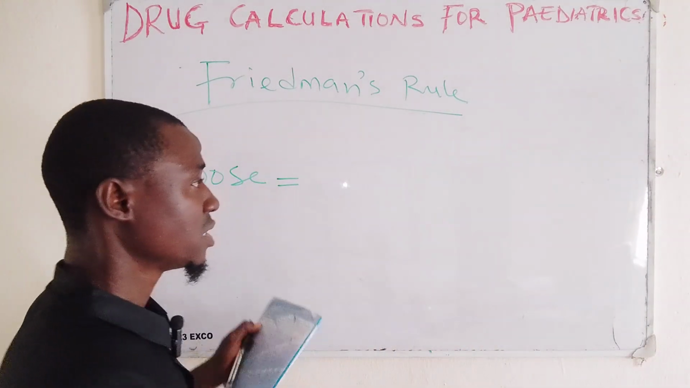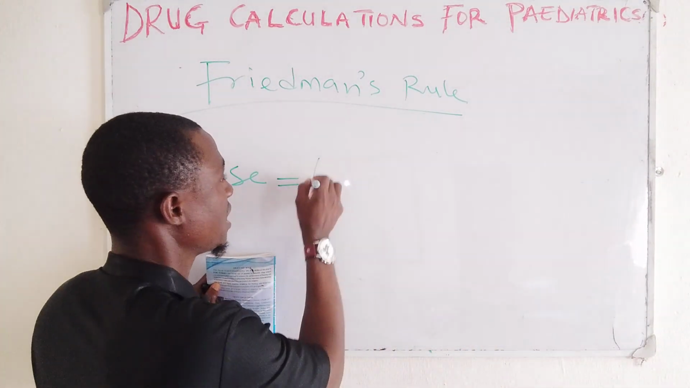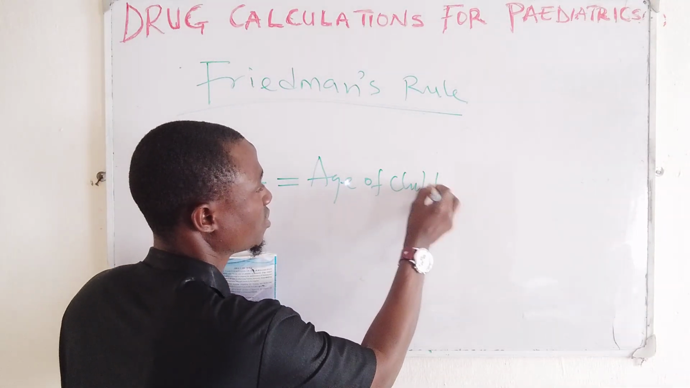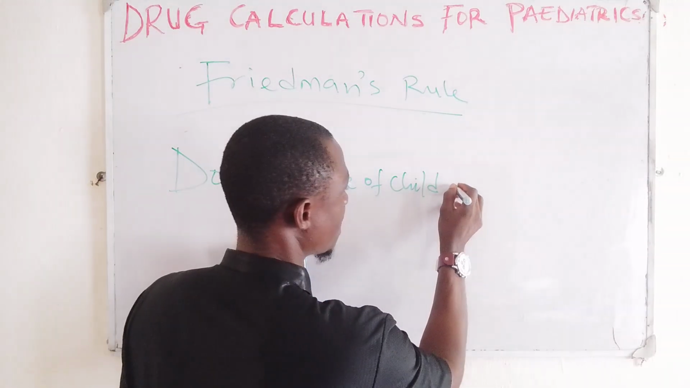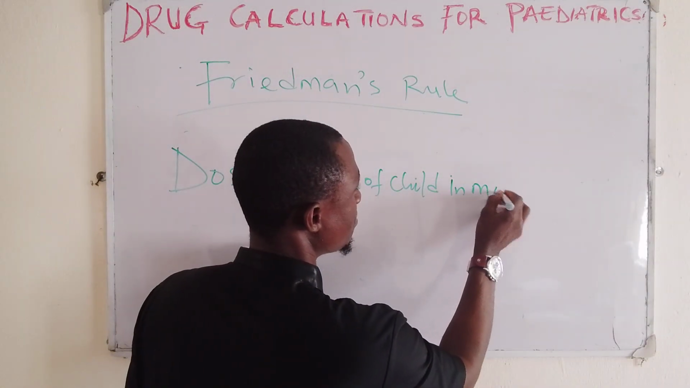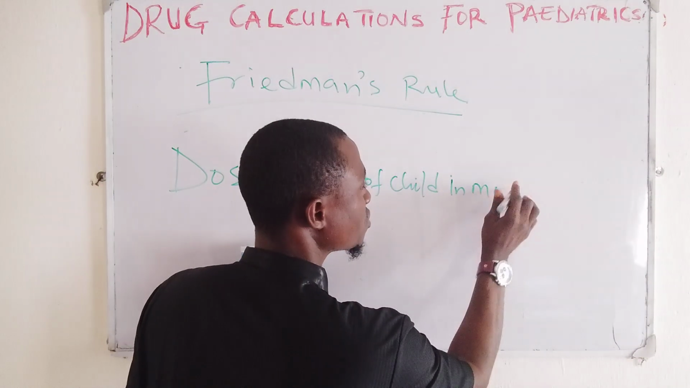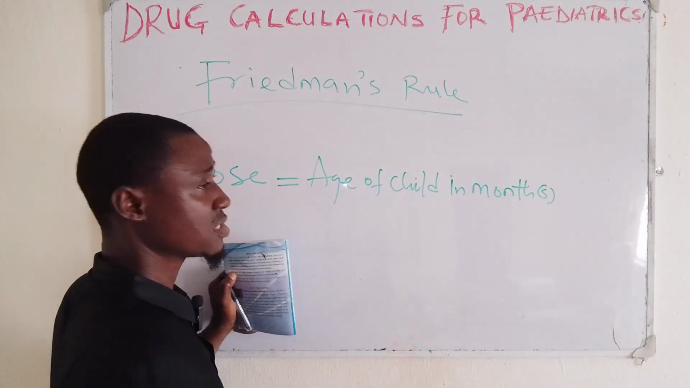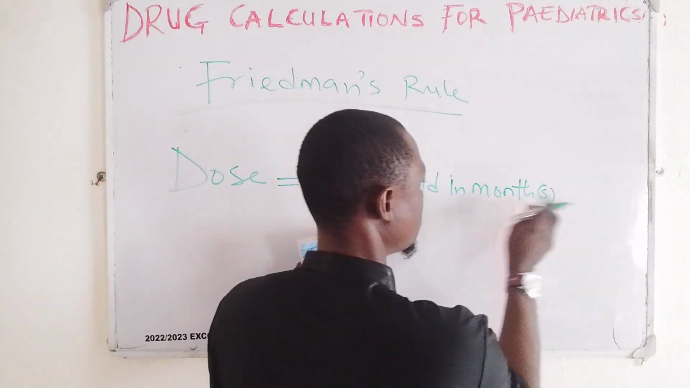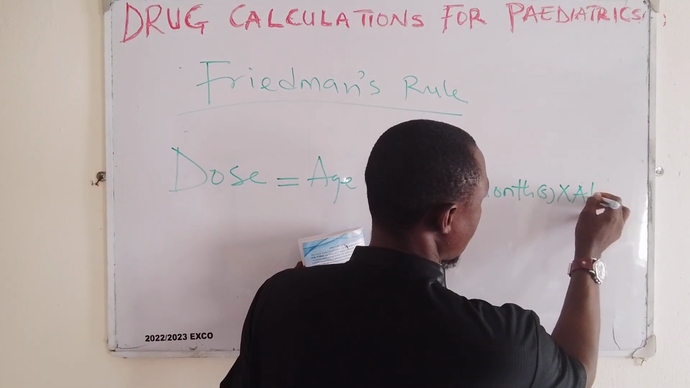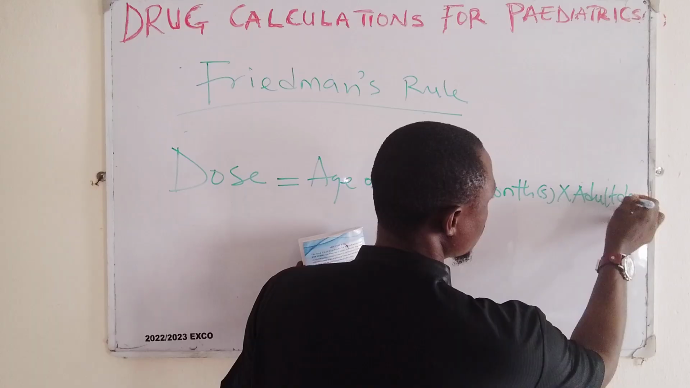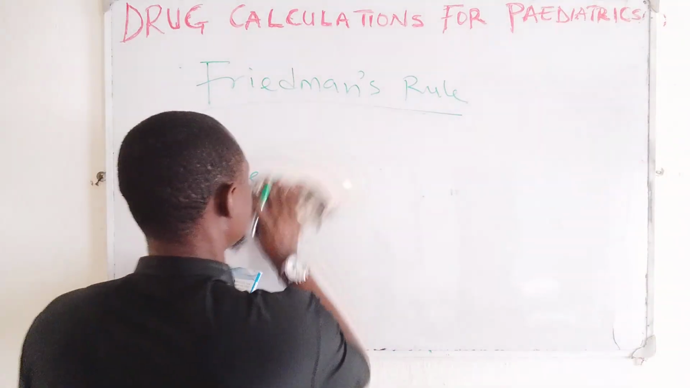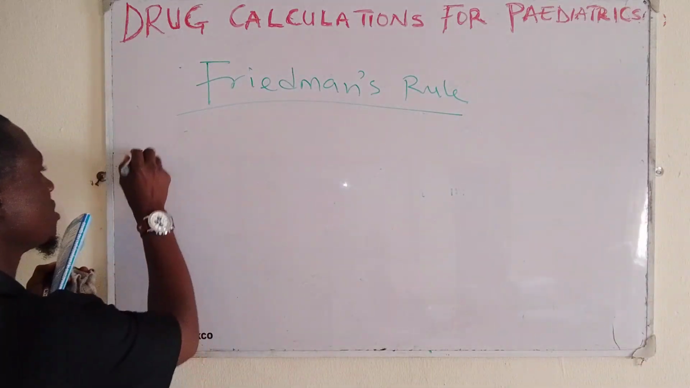So now, what does the rule say? The rule says age of child, but this time around age is in months. Age of child in months. The child can still be 1 month like that. So age of child in months multiplied by the adult dose. Let me write it clearly. Let me reduce the space from here.